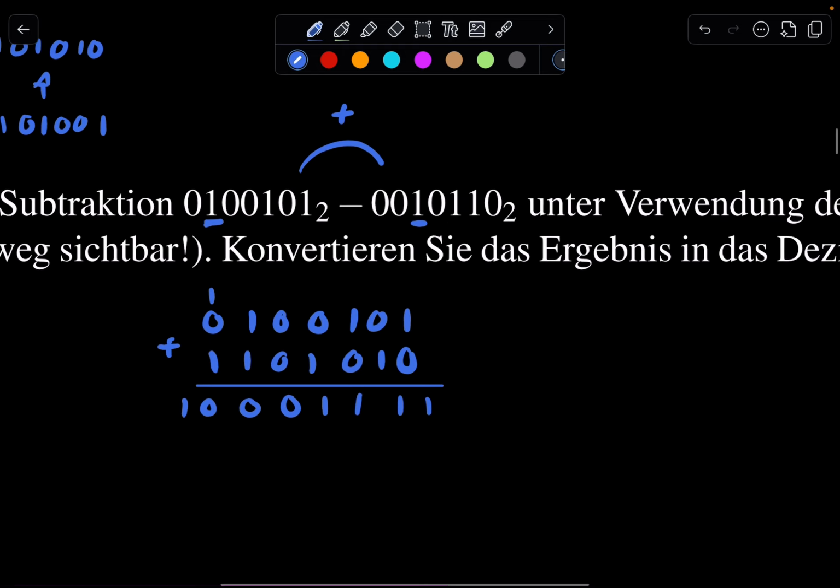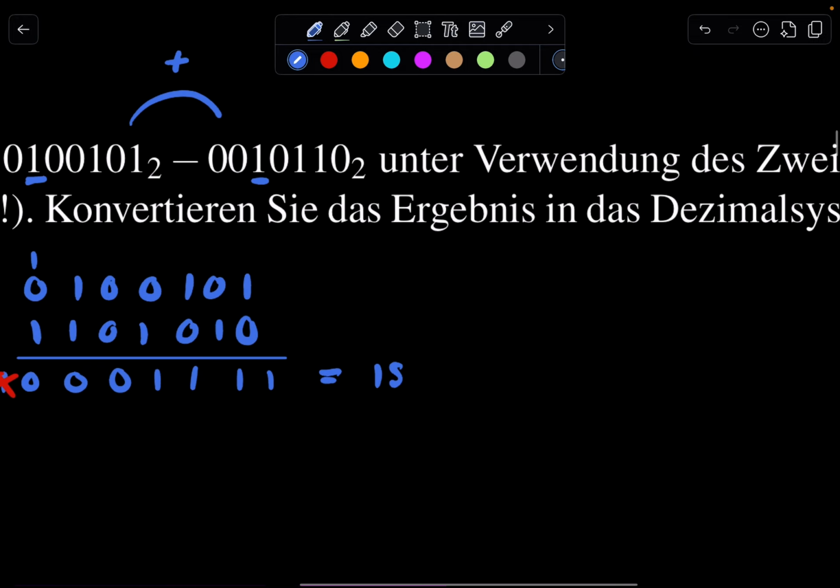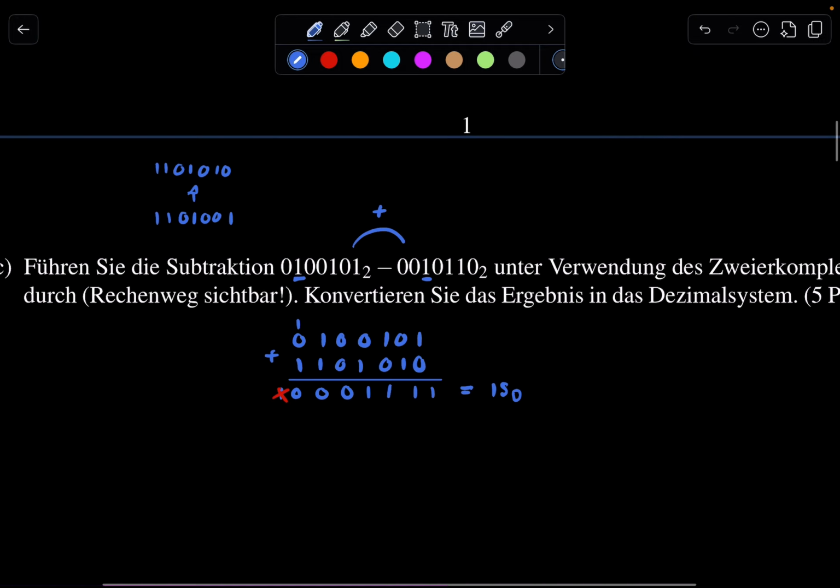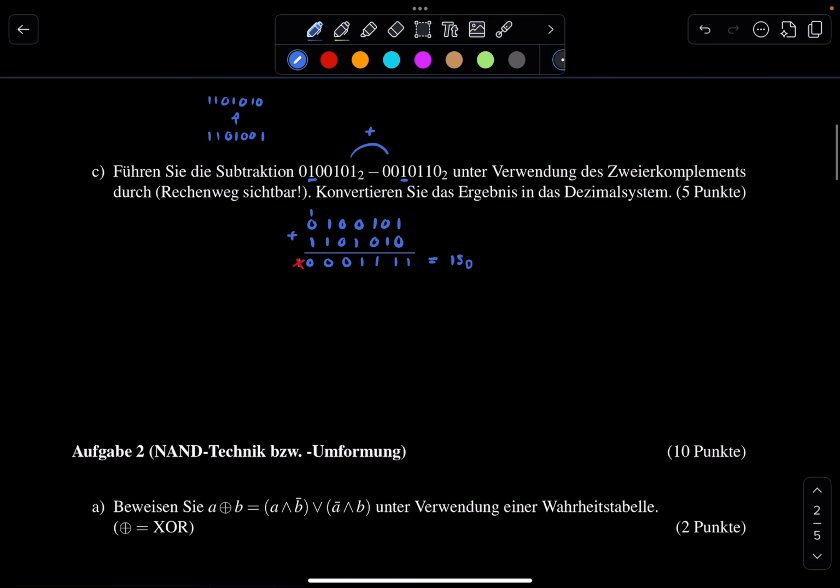In this case, we can cancel this out, because it's going out of the bounds of our subtraction. So we have our value. This is going to be 15. And we know it's positive because of that. So this is going to be 15. So that's the decimal system. Right, now we're done with this one.